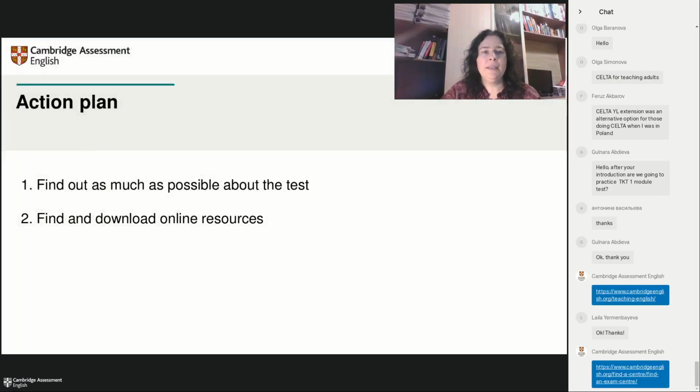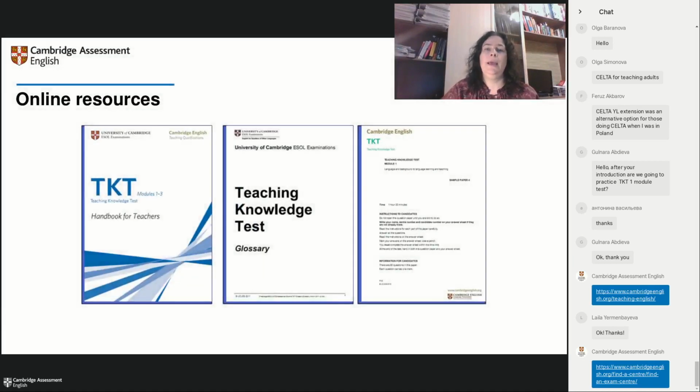Then you can find some online resources that are free, and that's well recommended, of course. So first of all, you need the handbook for teachers. If we are talking about the core modules, the first module is there. So it says TKT Modules 1 to 3, right?